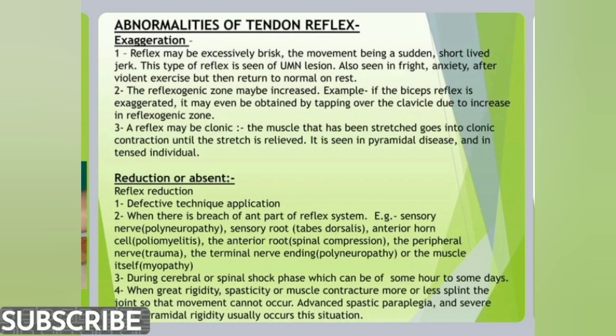Then the other abnormality is reduction or absence of any reflex. It will occur when there is any kind of defect, when there is a breach of any part of the reflex system. For example, sensory nerve, polyneuropathy, sensory root, tabes dorsalis, anterior horn cells, poliomyelitis, the anterior root, spinal compressions. During the cerebral or spinal shock phase, which can last some hours to some days, when great rigidity, spasticity, or muscle contractions occur, then there may be reduction or absence of those reflexes.